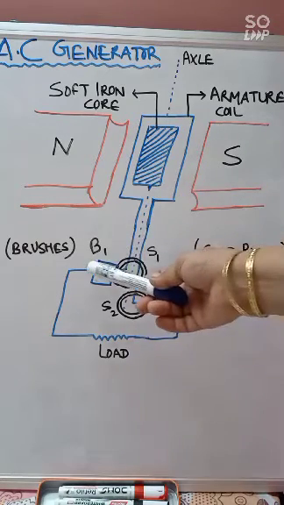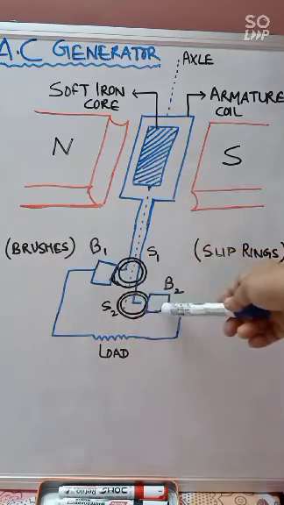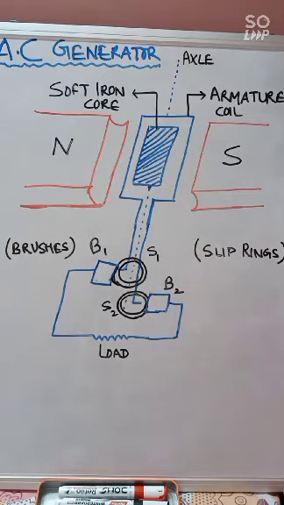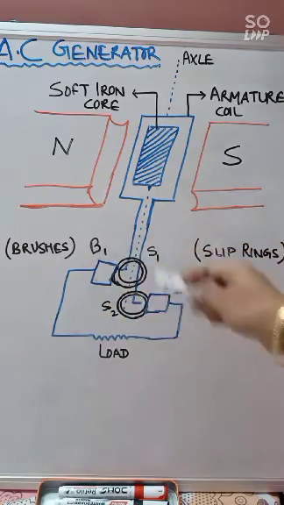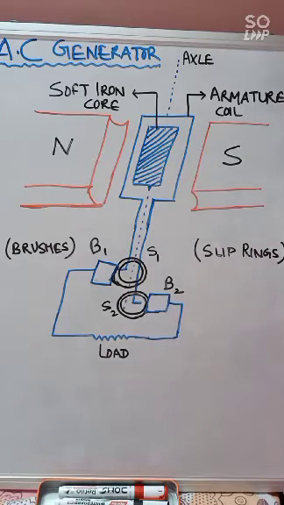Like in the previous case also, the DC motor, we had two brushes B1 and B2. Same again, performing the same function of conduction, right? They are completing the circuit. They are helping the ring to be in contact with the rest of the circuit, right?